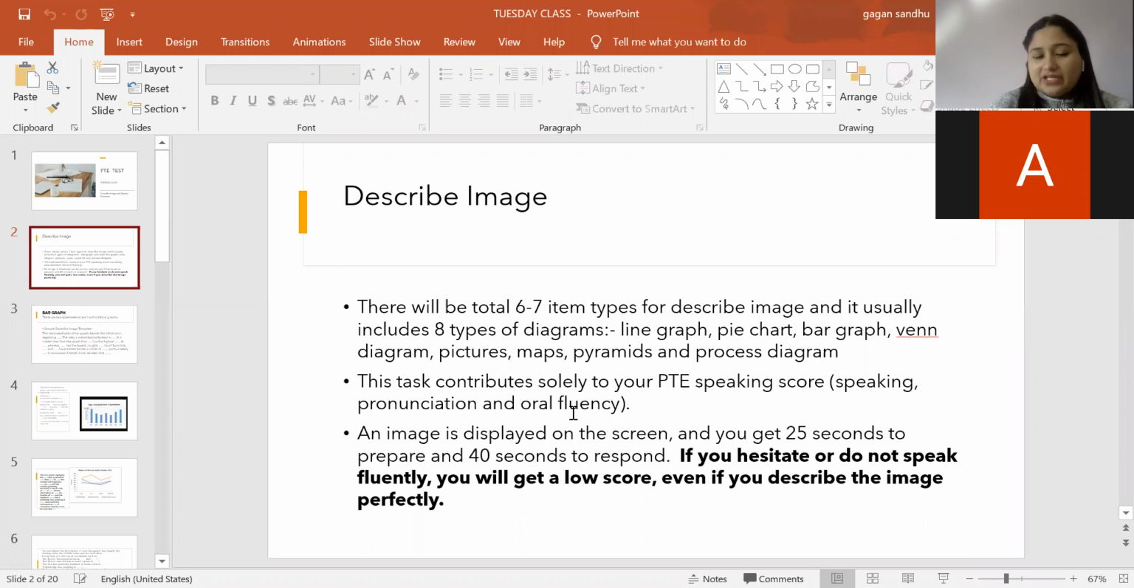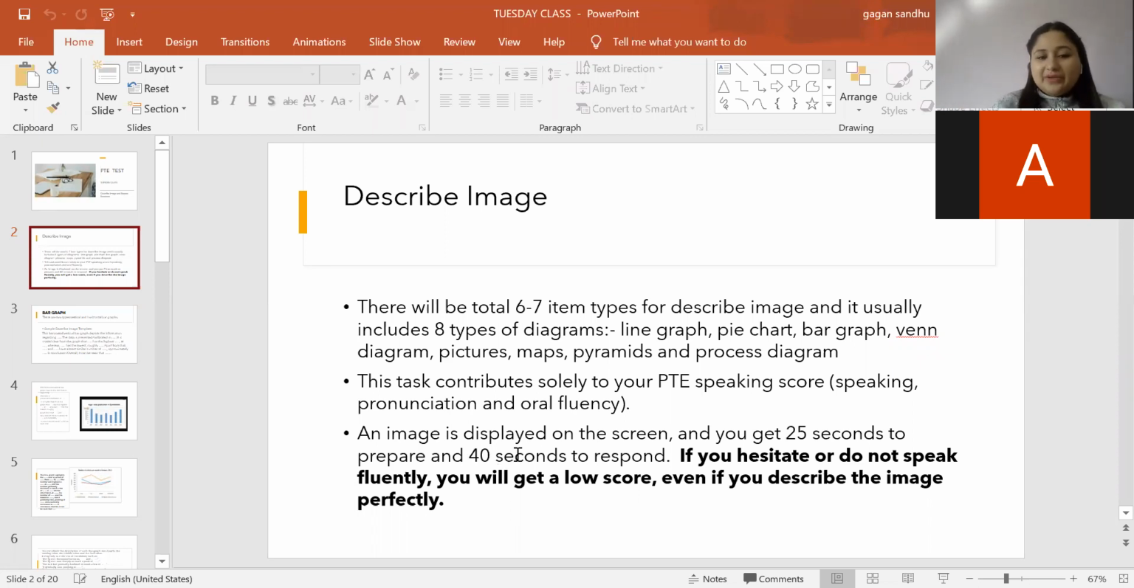This task contributes solely to your PTE speaking score, as I told you. It is a speaking score booster. The main consideration needs to be your oral fluency. This is the one major thing you need to take care of in describe image. Second, definitely your pronunciation, and then content. So this is the order of priority: fluency, pronunciation, and content.